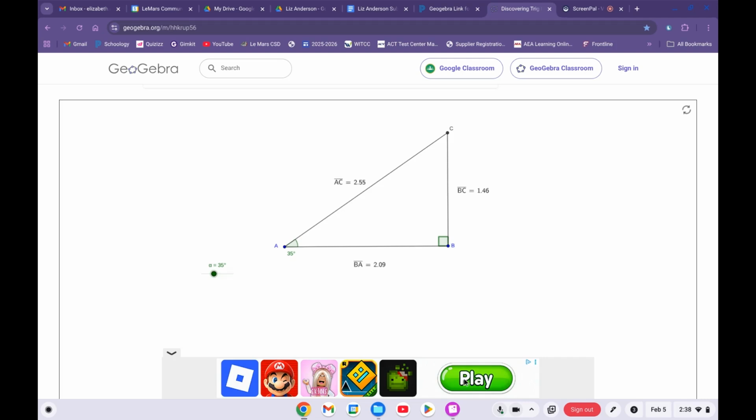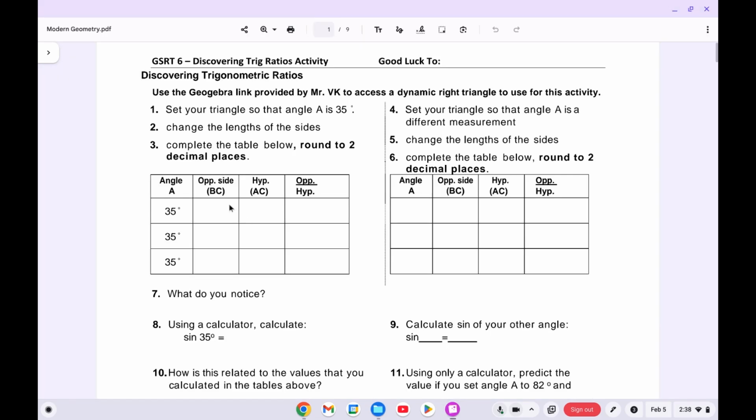And then what you're going to do is on this page, they're going to ask you to fill in some numbers here. And all you have to do is write them down from the website. Okay, so this one is abbreviated OPP. That means opposite side. What do you guys think HYP would stand for?